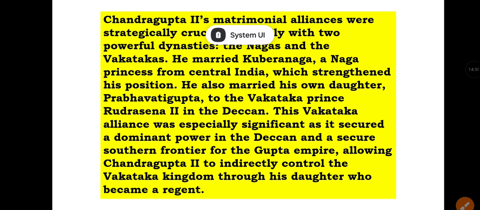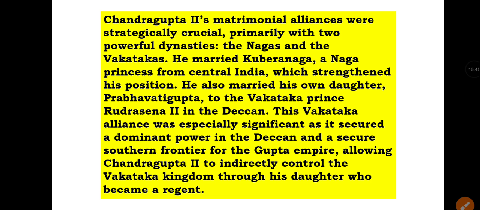Chandragupta II's matrimonial alliances were strategically crucial, primarily with two powerful dynasties, the Nagas and the Vakatakas. He married Kubera Naga, a Naga princess from central India, which strengthened his position. He also married his own daughter Prabhavati Gupta to the Vakataka prince Rudrasena II in the Deccan. This Vakataka alliance was especially significant as it secured a dominant power in the Deccan and secured the southern frontier of the Gupta Empire, allowing Chandragupta to indirectly control the Vakataka kingdom through his daughter who became a regent.